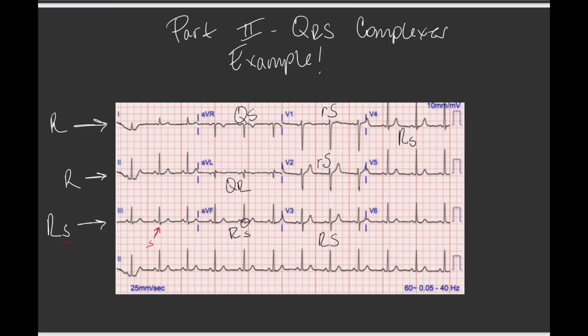V5, that looks like just an R wave. And V6 looks like just an R wave as well.